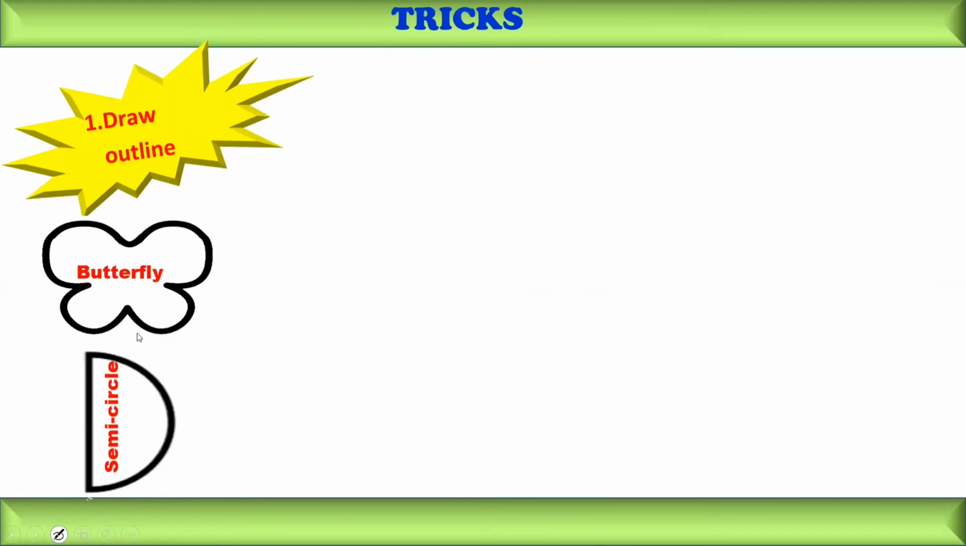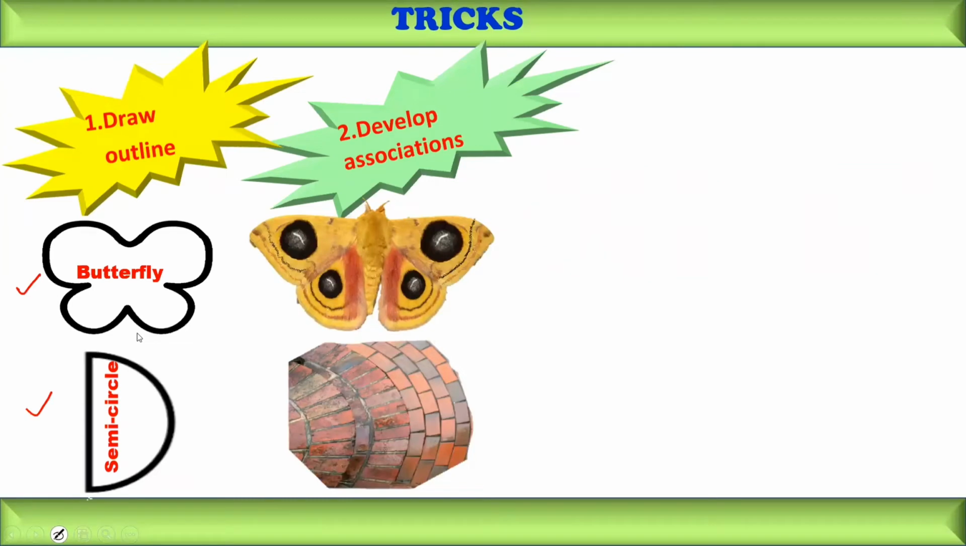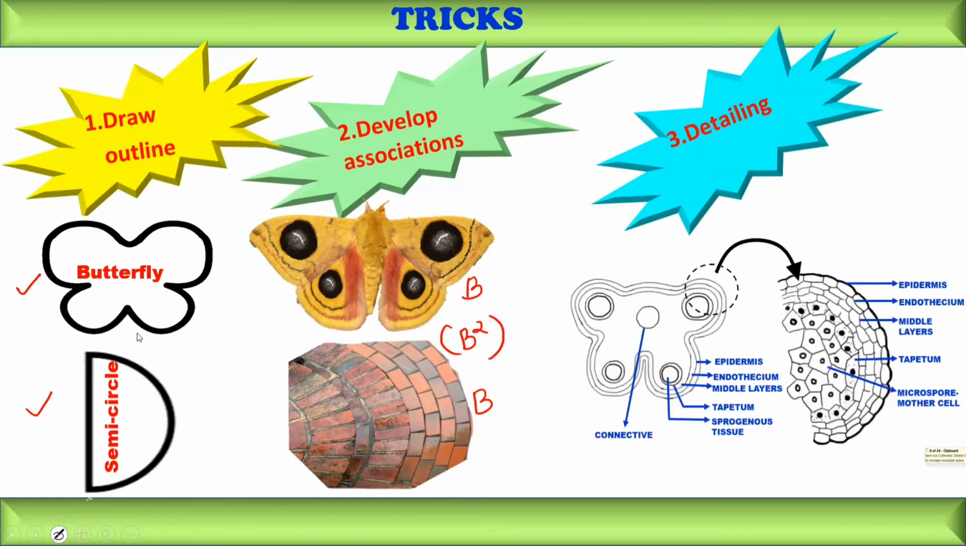Now to start with the trick, first draw an outline. The outline comprises of the butterfly and a semicircle. So you will be drawing this with the associations. Association is quite simple. It is B square. The first B is standing for the butterfly-like outline and the semicircle representing the bricks on the wall, which is nicely patterned. Of course, end it with a good detailing.